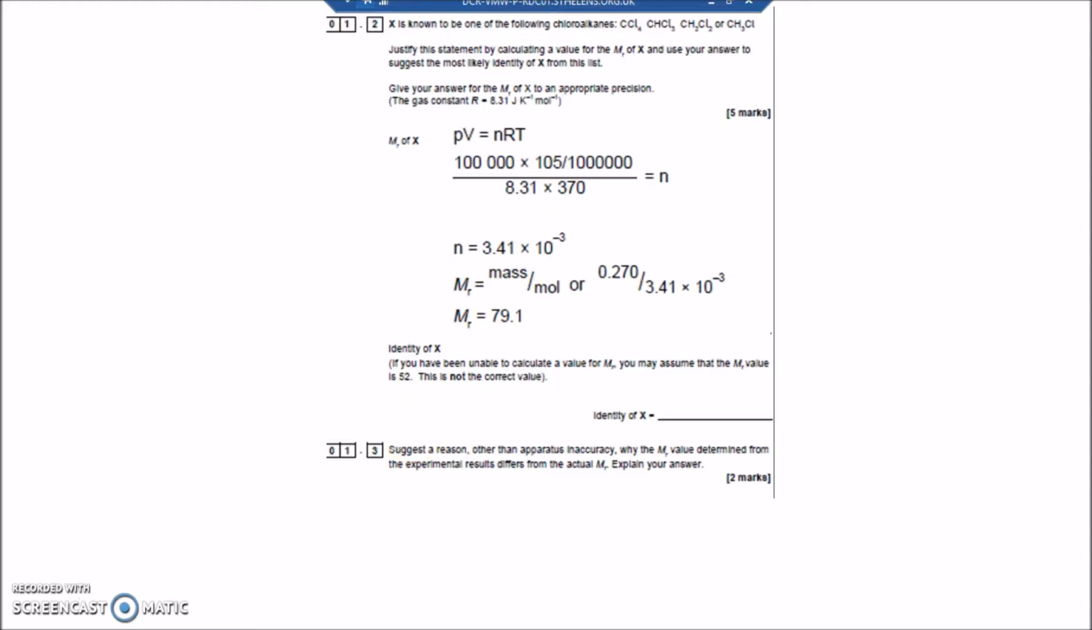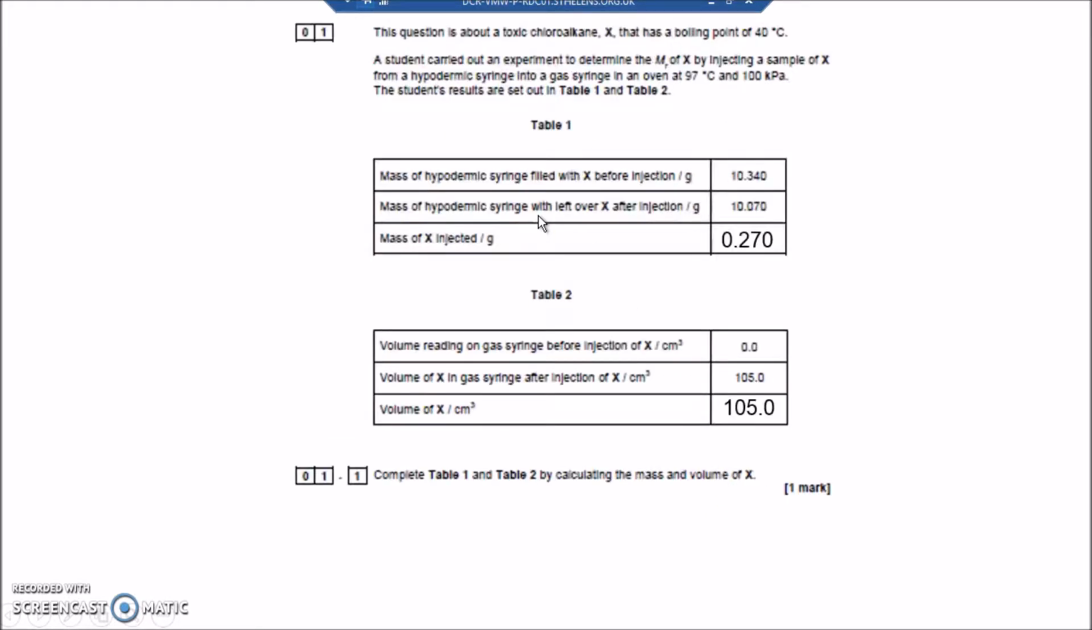Suggest a reason other than apparatus inaccuracy why the MR value determined from the experimental results differs from the actual MR. Explain your answer. And this is for 2 marks. So what could have happened? So when we've injected the X into the gas syringe, the syringe might already have a little bit of gas in there. Maybe it's not completely empty.